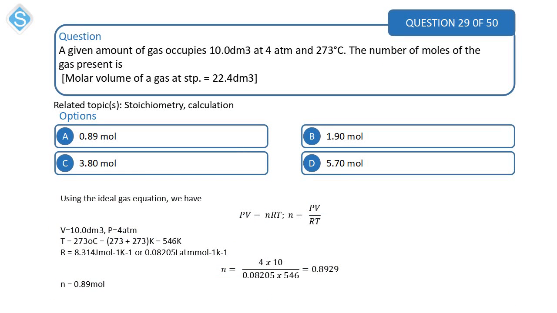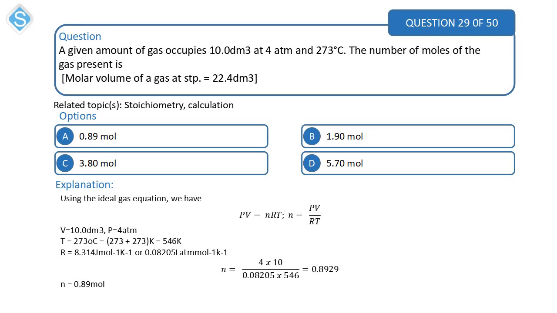A given amount of gas occupies 10 dm cube at 4 atmospheres and 273 degrees Celsius. The number of moles of the gas present is? We have the molar volume of the gas at STP to be 22.4 dm cube. In solving this question, we are going to be using the ideal gas equation, where PV is equal to nRT. P is the pressure, V the volume, n is the number of moles, R is the molar gas constant, and capital T is the temperature.